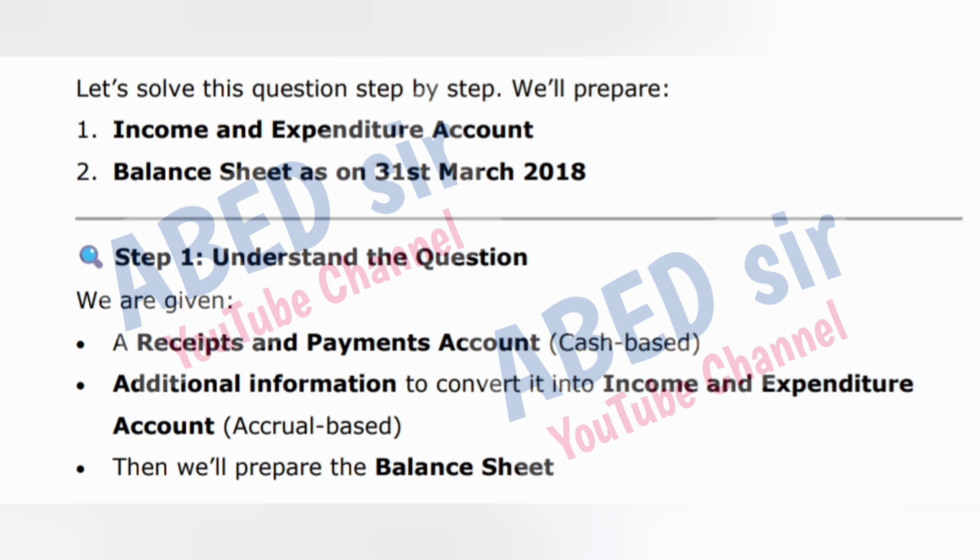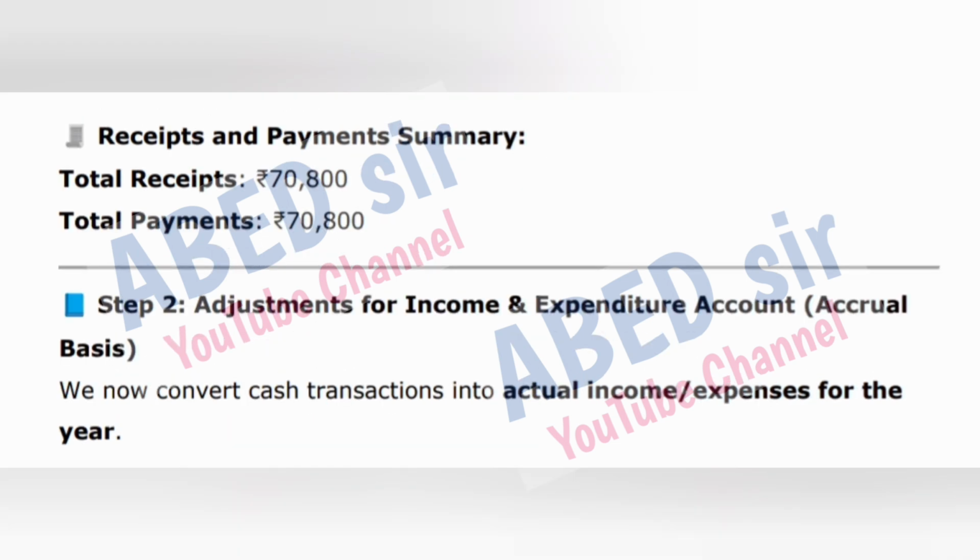We'll prepare 1. Income and expenditure account. 2. Balance sheet as on 31st March 2018. Step 1. Understand the question. We are given a receipts and payments account, cash-based. Additional information to convert it into income and expenditure account, accrual-based. Then we'll prepare the balance sheet. Receipts and payments summary. Total receipts 70,800 rupees. Total payments 70,800 rupees.